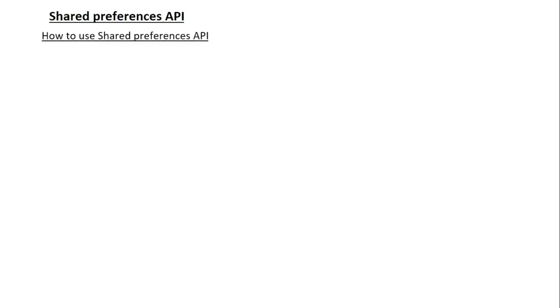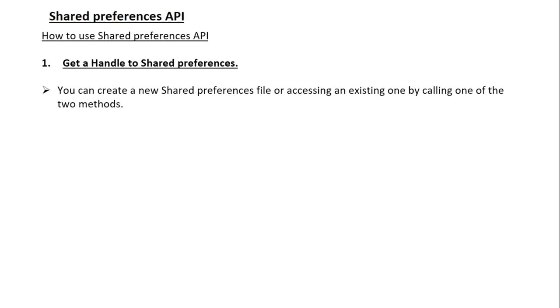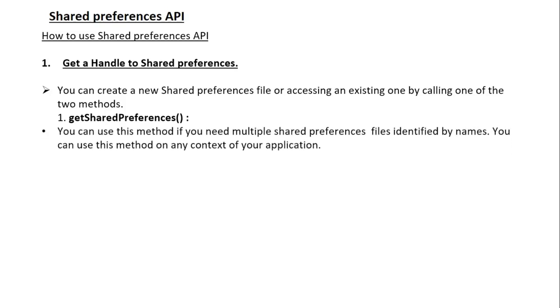So now we can learn about how to use the Shared Preferences API in your Android application. The first step is to obtain a handle to these shared preferences. You can create a new Shared Preferences file or access an existing one by calling one of two methods. So here is the first method. The method is getSharedPreferences. You can use this method if you need multiple shared preferences files identified by names. You can use this method on any context of your application.